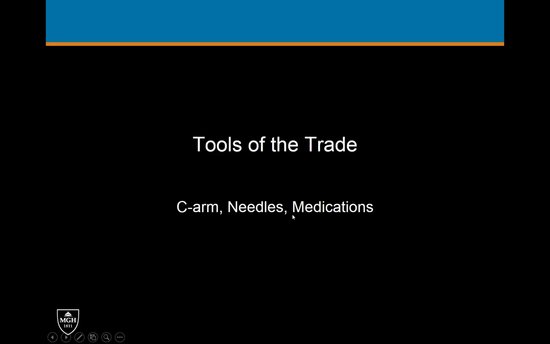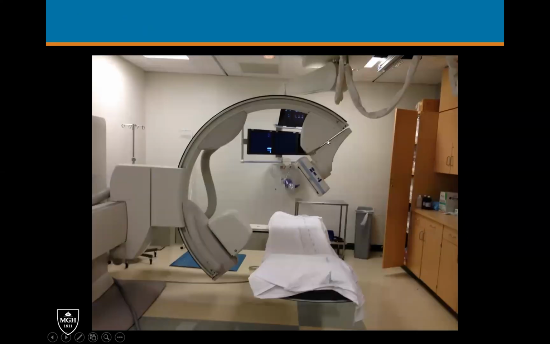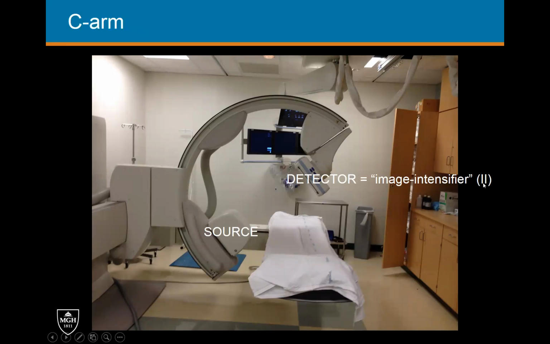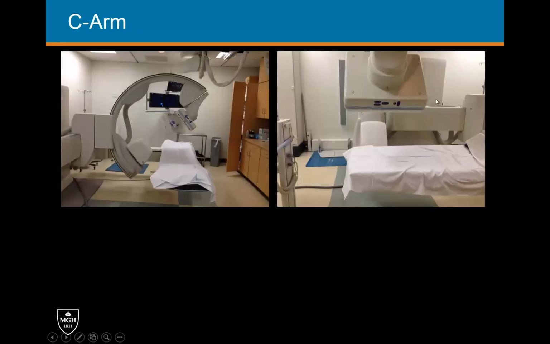All right. So a quick note on the tools of the trade. Here is our C-arm. This is one of our fluoro rooms. And just always remember that the source is underneath the patient and that the detector is above. That's what I'm going to refer to as the image intensifier. So when I say I'm moving the image intensifier, or II, cranial or caudal, I'm saying that I'm moving it towards the head of the patient or towards the feet of the patient. And again, it moves in either direction.